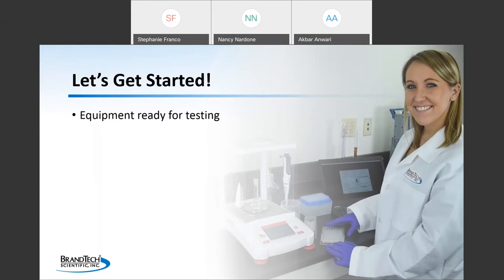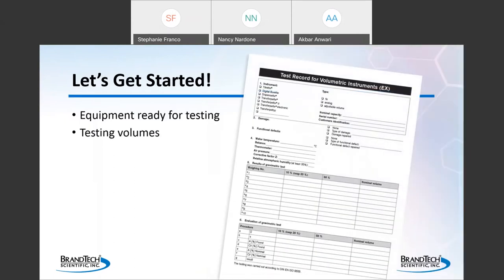In addition to the temperature, there is other basic procedural information that should be recorded. And this is shown in the test record sheet. The test record sheet also indicates the volumes that should be tested during the procedure. An adjustable volume instrument should be tested at its full or nominal volume, 50% of the volume, and 10% of the volume. 20% can be used if that's the minimum volume that's set by the manufacturer.